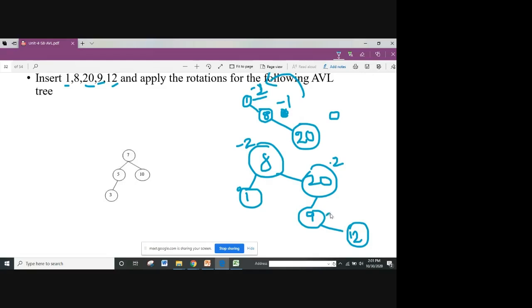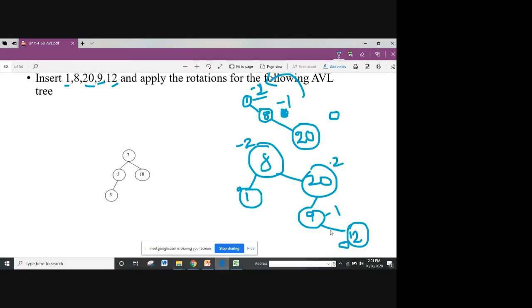Again, this is minus 1, and this is 0. So now I have to balance, right? Even though this is minus 2, don't go and jump over here. Just look this side. I have already told you the format of this. You have inserted 12 where? In the right of 9. That is the right side.